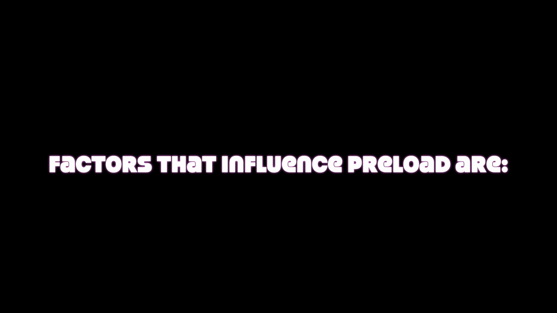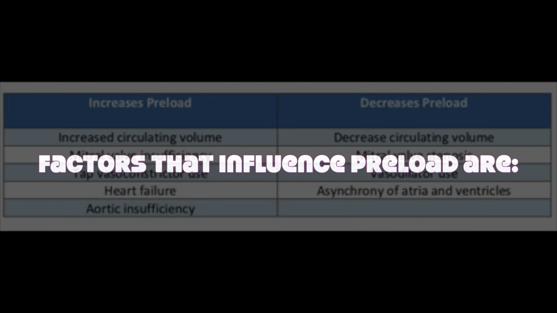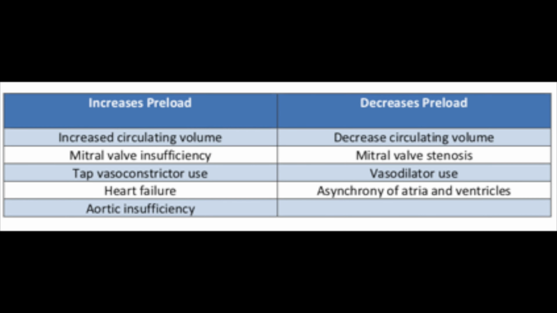Factors that influence preload are: increases preload: increased circulating volume, mitral valve insufficiency, vasoconstrictor use, heart failure, aortic insufficiency. Decreases preload: decreased circulating volume, mitral valve stenosis, vasodilator use, asynchrony of atria and ventricles.